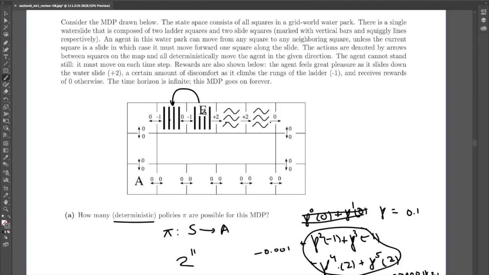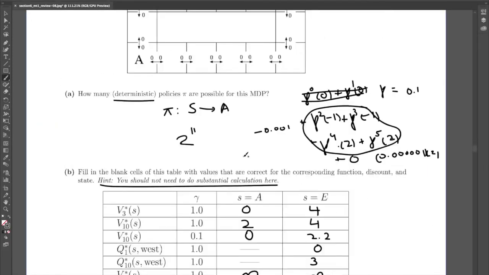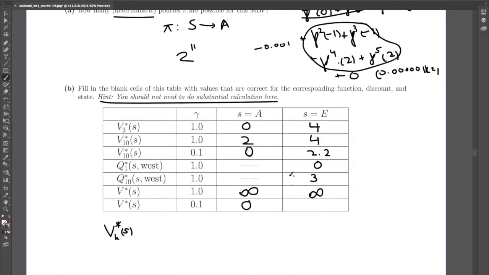So the optimal agent would start from E, would get the +2 and the +2, and then would probably just oscillate between two of the squares over here, getting 0 reward for the rest of the infinite amount of time. So what is our net future reward? It's going to be the discounted version of 2 + 2, which is 2 + 0.2, which is 2.2. And that's the answer for this, and we have filled in the entire table, and we're done with part B.